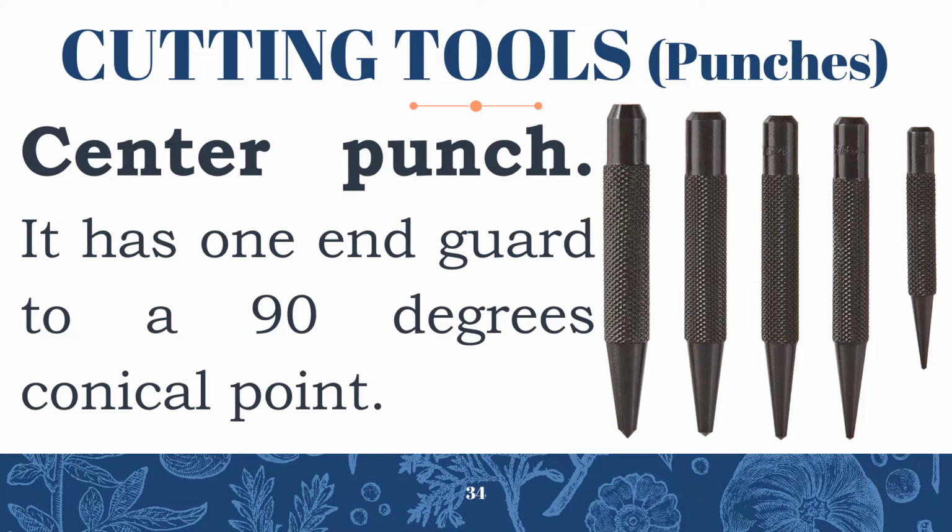Another example of punch is a center punch. It has one end ground to a 90 degrees conical point.